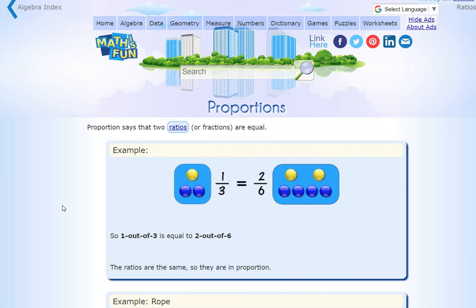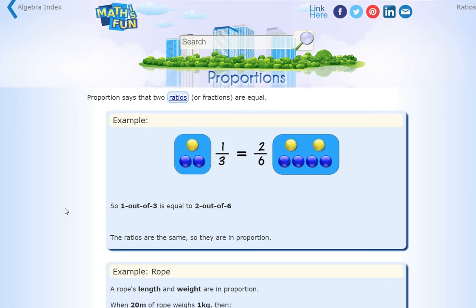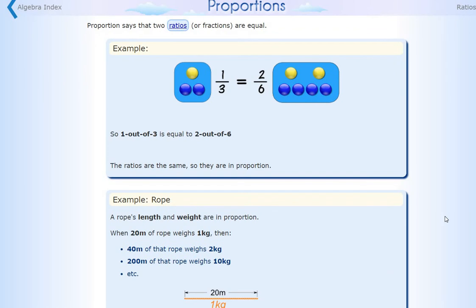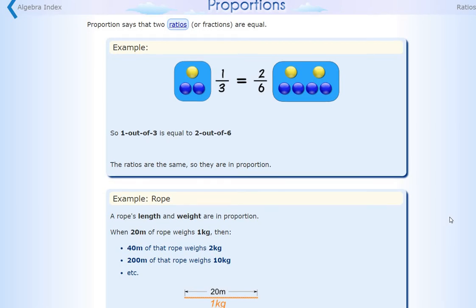Alright, so our next lesson will be proportions. So, what is proportion? Can you read this one? Proportion says that two ratios or fractions are equal. For example, 1/3 is equal to 2/6. Very good. 1 out of 4 is equal to 2 out of 8. Excellent. So the ratios are the same, so they are in proportion.